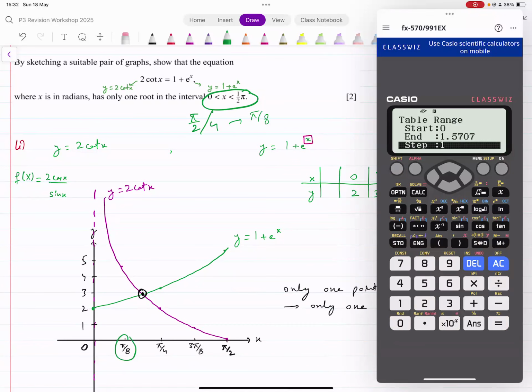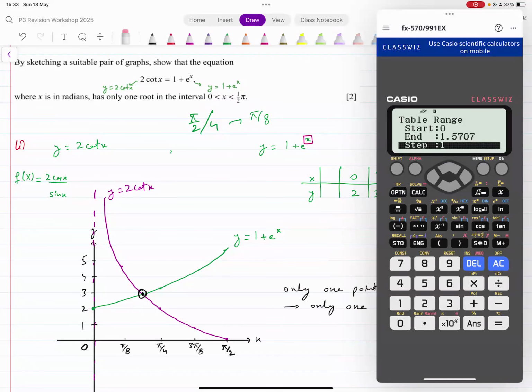So you have pi over 8, pi over 4, 3 pi over 8, pi over 2. These values are what you plot on the x-axis. And they should be sufficient to make you understand what the shape is going to look like. If you still don't understand what the shape is going to be like, then you have to take more points. You'll have to break it down further. But generally, if you remember the shapes of the graphs, dividing by 4 is going to be sufficient.